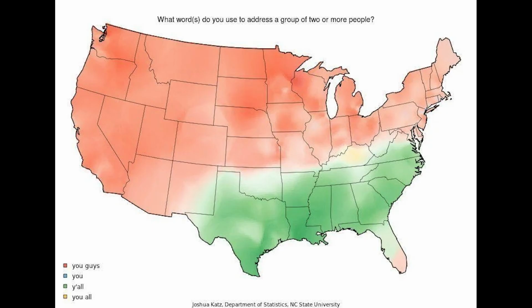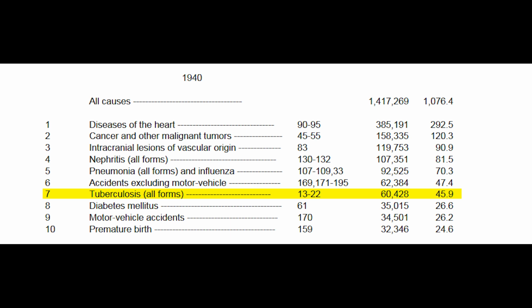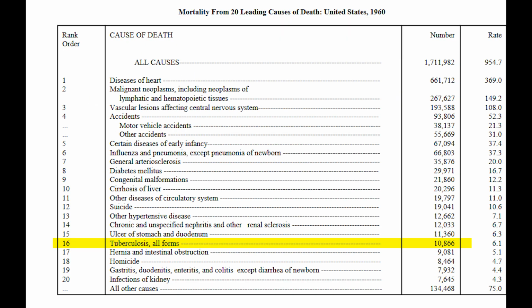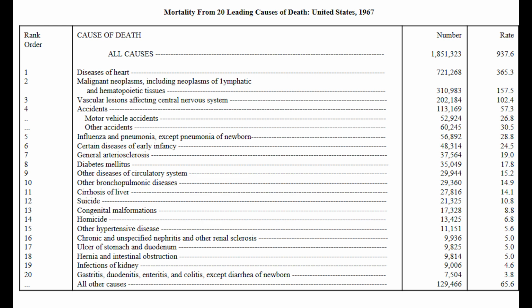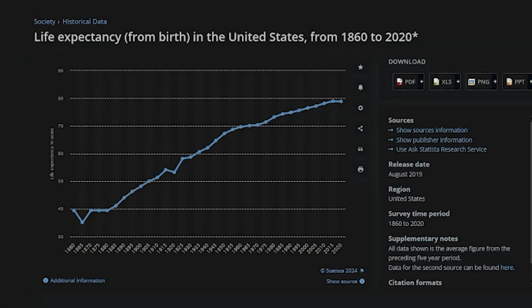Thanks to the drug and the others that followed, tuberculosis cases plummeted in developed societies. In the United States, tuberculosis went from being the 7th leading cause of death in 1940 to the 16th leading cause of death in 1960 to leaving the list entirely in 1967. As well, life expectancy increased from 62 in 1940 to 70 in 1970, perhaps reflecting the medical innovations in that time.